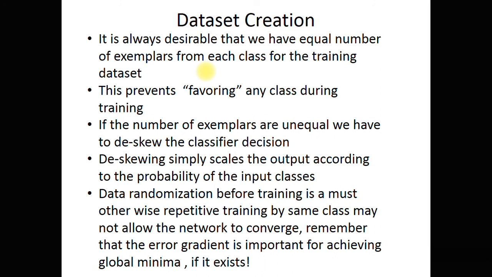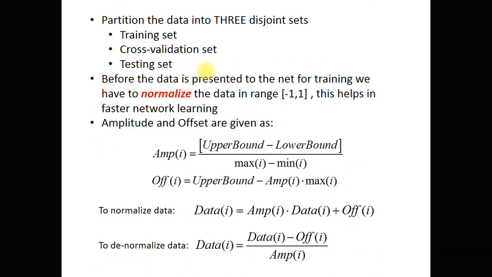Data randomization is a very important step before training. Otherwise, repetitive training by the same class may not allow the network to converge. Remember that the error gradient is important for achieving the global minimum, if it exists.